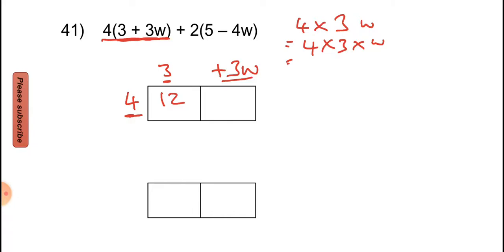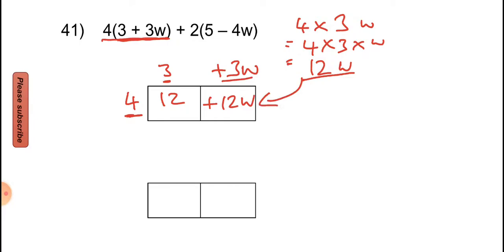So what's 4 times 3? 4 times 3 is 12, and then we have to do the times w, and it's positive, so write plus 12w there. So this just comes there.